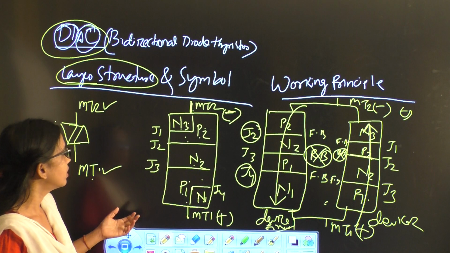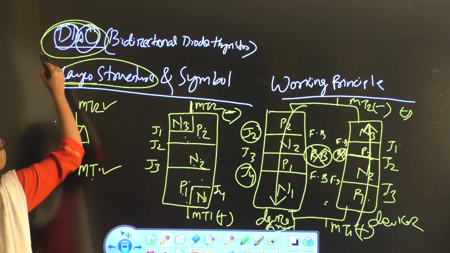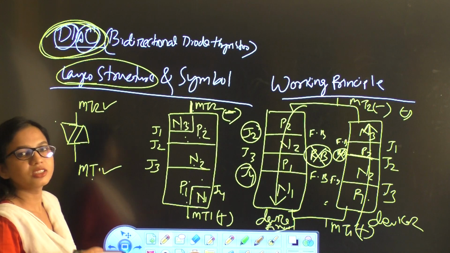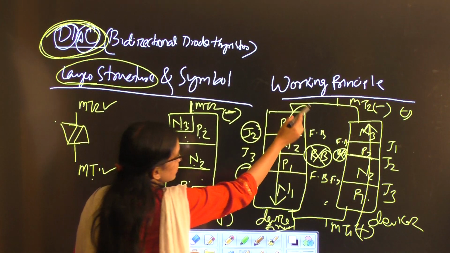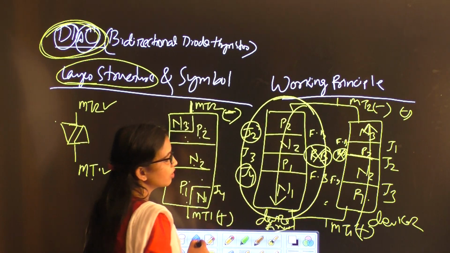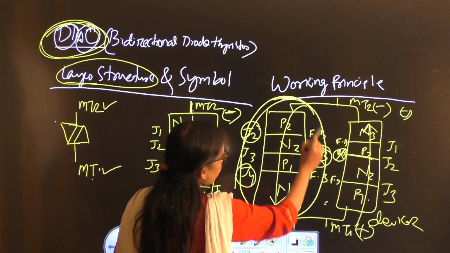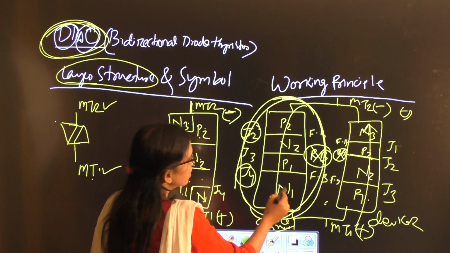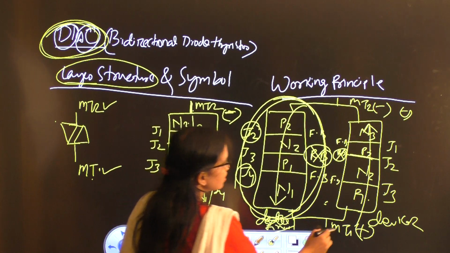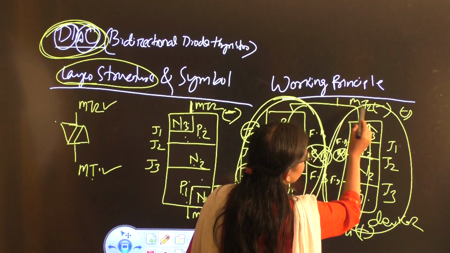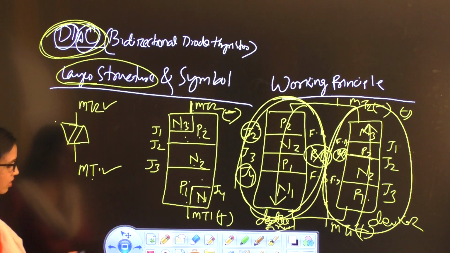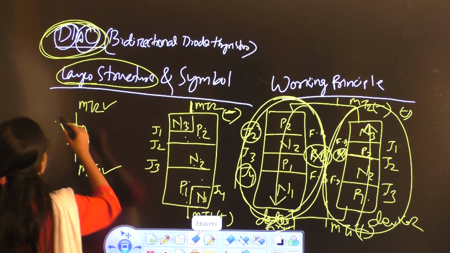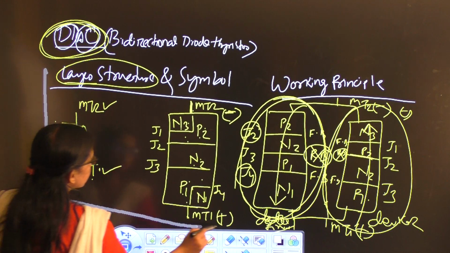So here it symbolizes that the DIAC can conduct in both the directions. You can see that in the first half, in the first polarity of the AC cycle, device 1 is forward biased and in the second cycle, device 2 is forward biased. So it can conduct in both the directions. So now move to the characteristics.